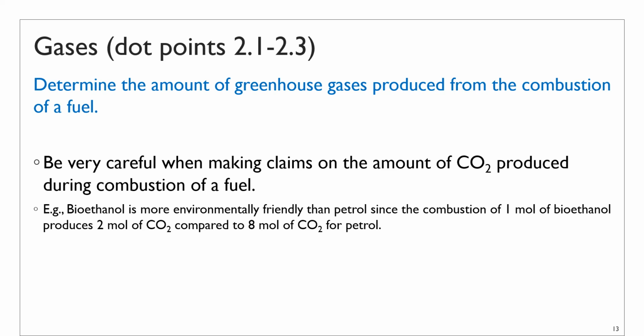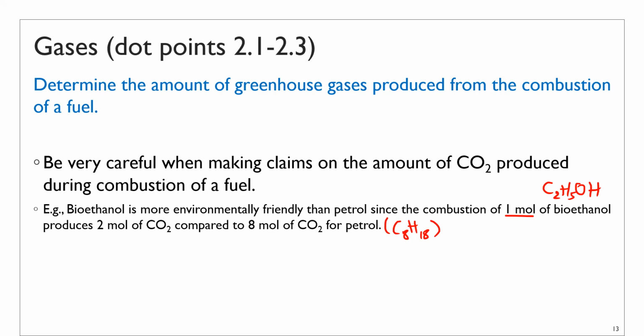Sometimes people take this angle when talking about environmental impacts, because this is a good way to discuss carbon dioxide emissions. You can provide evidence that something has more carbon dioxide released from its combustion than something else. So the statement is bioethanol is more environmentally friendly than petrol since combustion of 1 mole of bioethanol, C2H5OH, produces 2 mole of CO2, so that's correct. That's 2 carbon here, compared to 8 mole for petrol. Petroleum is octane, so the ratio is correct.